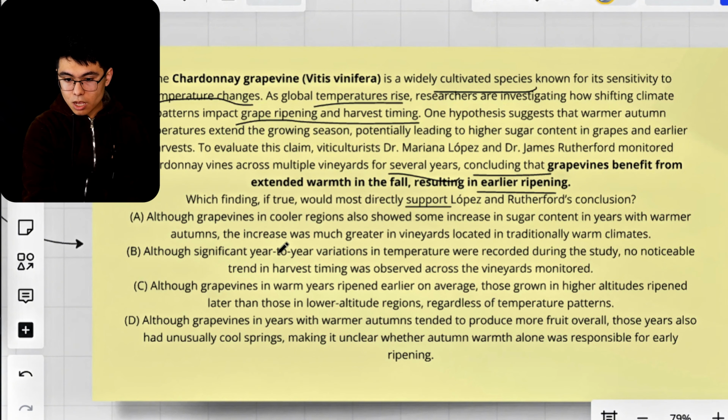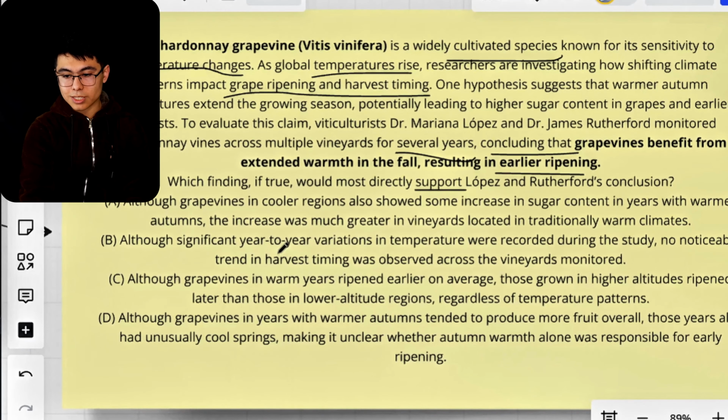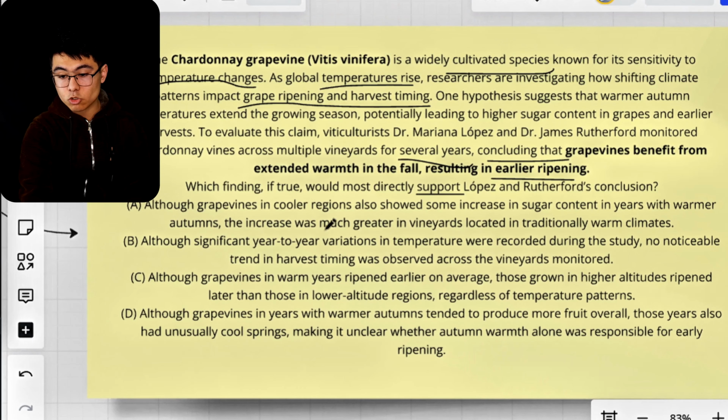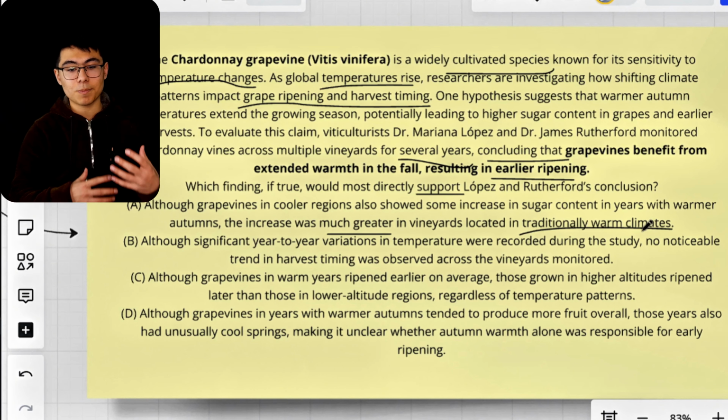Choice A. Although grapevines in cooler regions also showed some increase in sugar content in years with warmer autumns, the increase was much greater in vineyards located in traditionally warm climates. Well, yeah, this seems correct because it says warmer autumns lead to more ripening and also shows sugar content, which affects ripening, increases, especially in warm regions. So let's keep A for now.